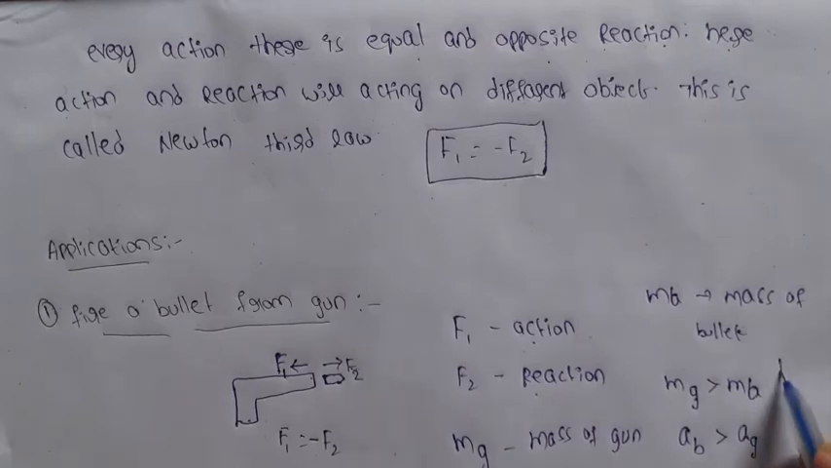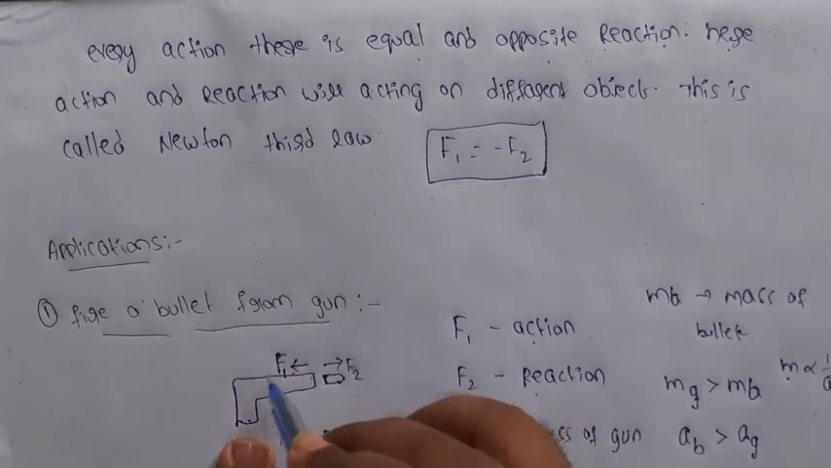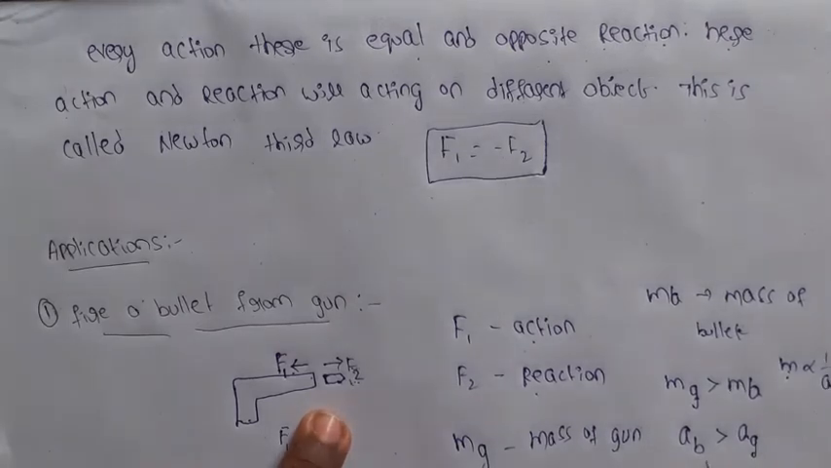We already know the relation between mass and acceleration: m is proportional to 1 by a. If mass is increased, acceleration is decreased. So when the mass of the gun is high, it produces very low acceleration, as it is just applying a small force towards the gun, while the mass of the bullet is very low, so it produces the large acceleration ab.